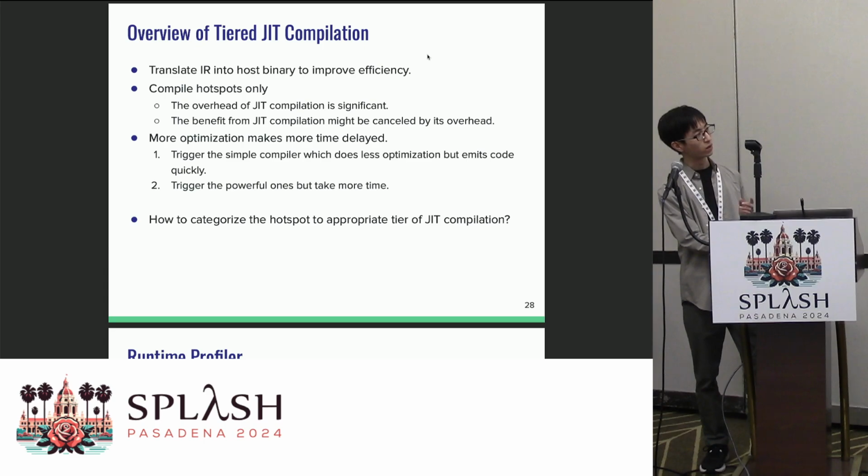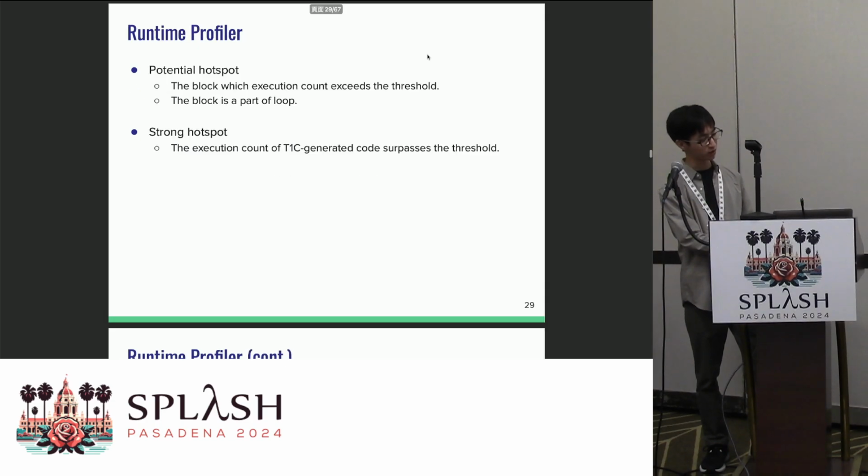And if another hotspot is detected, we invoke the tier 2 compiler to compile the hotspot. But how do we categorize the hotspot to the appropriate JIT compilation? We use the runtime profiler. The runtime profiler divides the hotspot into 2 types, the potential one and the strong one.